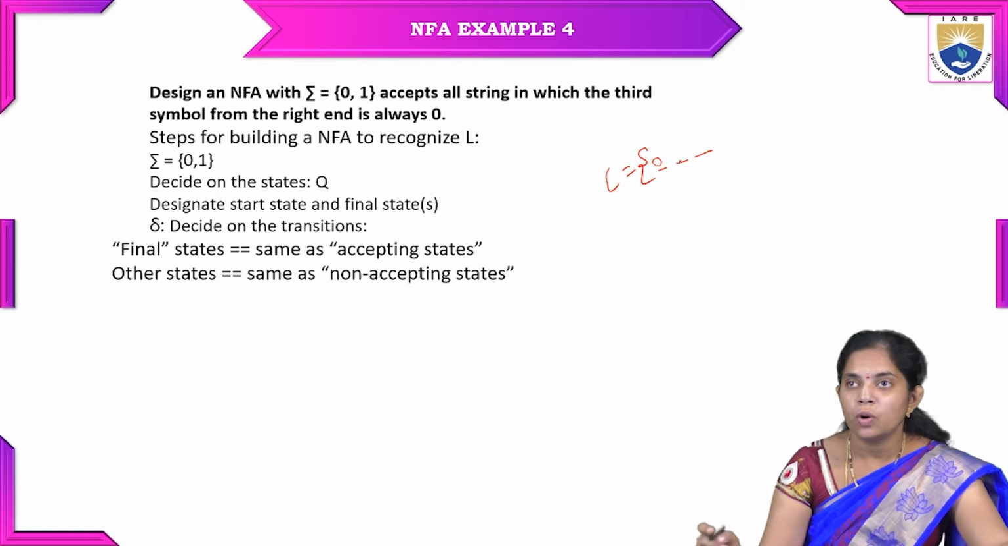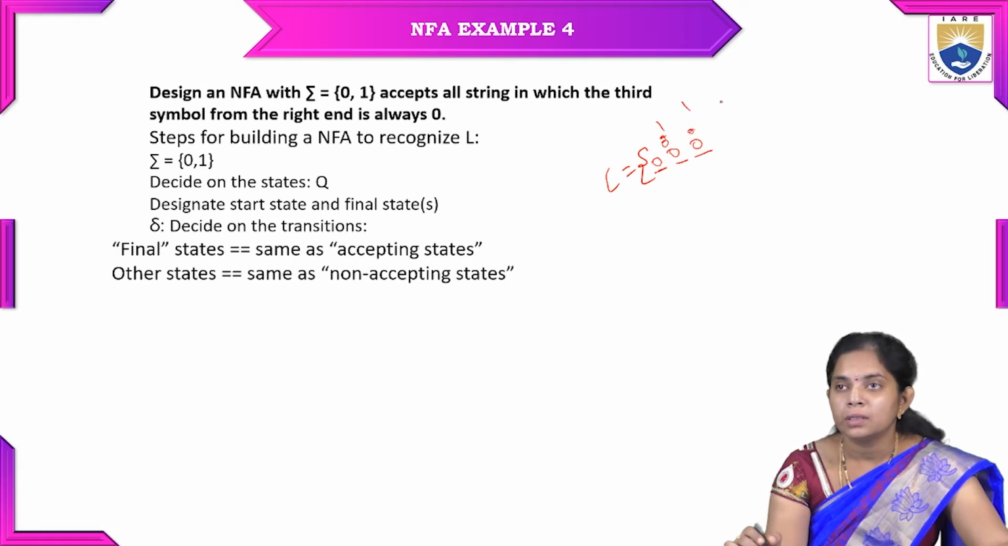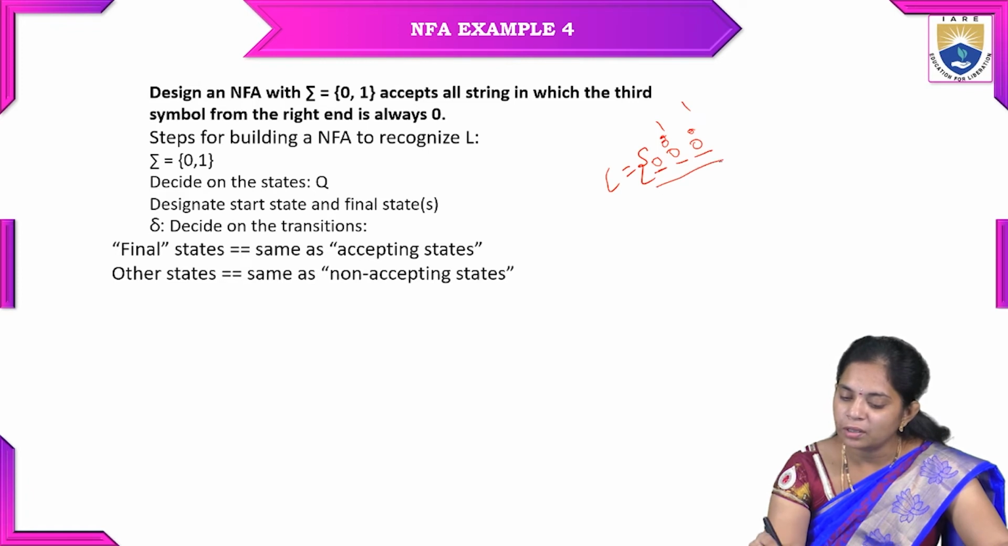So it is always 0. The condition says that the third symbol from the right end is always 0. Here we can add either 0 or 1, and here also either 0 or 1. So the minimum length is 3.